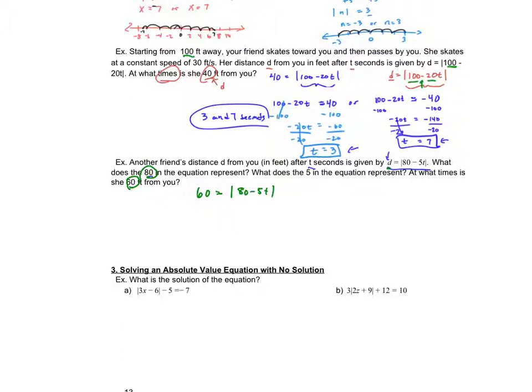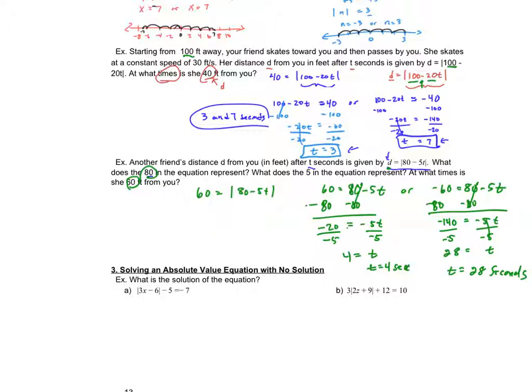I know that when I split that up, that value could be both positive and negative. So I am going to have 60 equals 80 minus 5t, or negative 60 equals 80 minus 5t. Now I'm just going to solve these problems independently. I've gone and solved these, and you can look them over, but I know that 60 equals 80 minus 5t. I combine like terms, move my numbers over to the left using inverse operations, and subtract 80 from both sides.